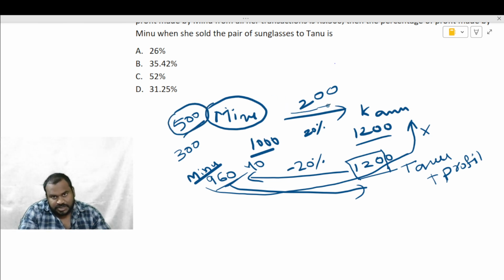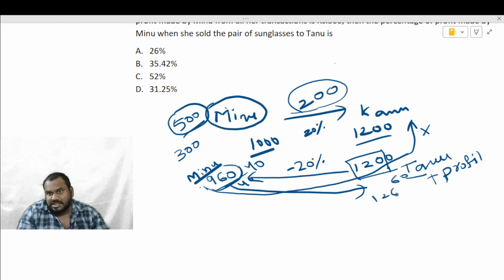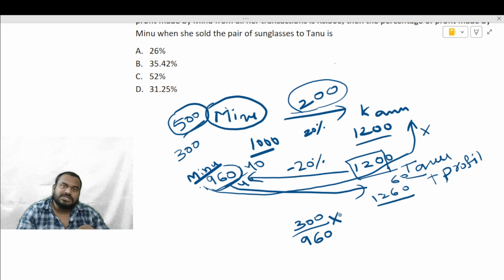Why 1260 here? See, she has to get profit of 300. She already got 200. The remaining profit should be obtained by the transaction made by Minu to Tanu. See, she purchased it back with 960. In this 960, 40 rupees is there. And if I sell it, I need to get 300, right? So if I add 300, it will become 1260. So 1260 minus 960 will become 300. So that is the value we need to get in the other transaction. So 300 is the profit she is getting, and she bought it for 960 itself. She bought it for 960 and sold it for 1260. Then only she will get 300 out of it.